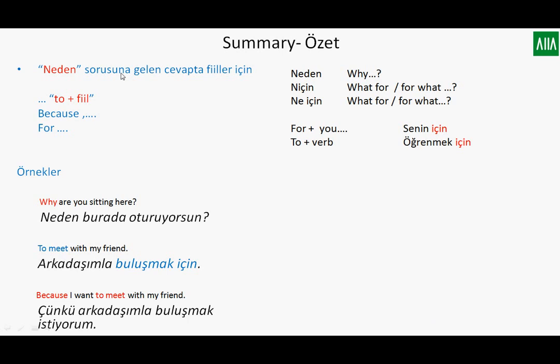All right, let's get to the summary part. So, neden means why. The answer here, you can start with because, for, or to plus verb. All the time as you watch this lesson, we used to plus verb forms, because this is how the infinitive works actually. Let me give you a few more examples to make it easier to understand.